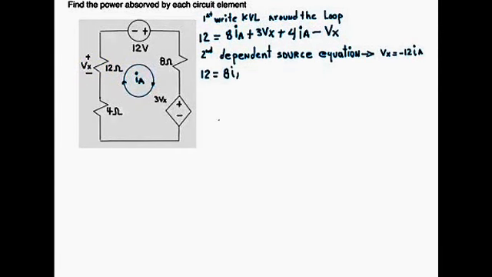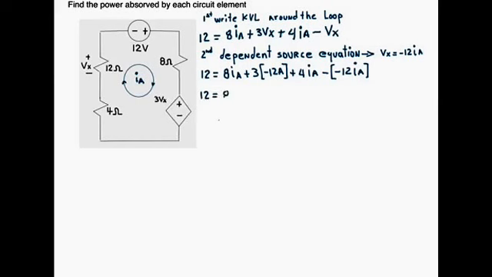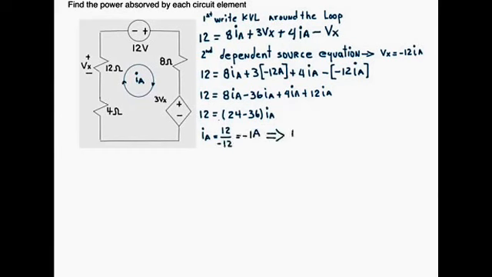Third, we put everything together. By putting the value of v sub x into the equation, we find that 12 volts is equal to 24 I sub A minus 36 I sub A, where I sub A is going to be just 12 divided by minus 12, which is minus 1/2. That means current I sub A actually flows in the opposite direction.